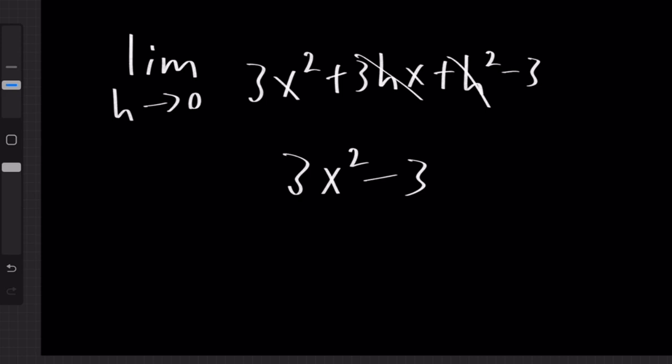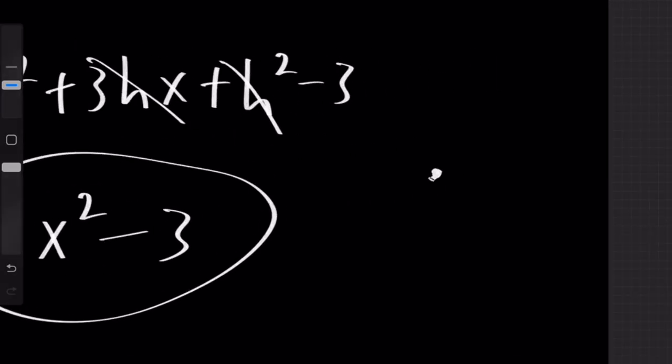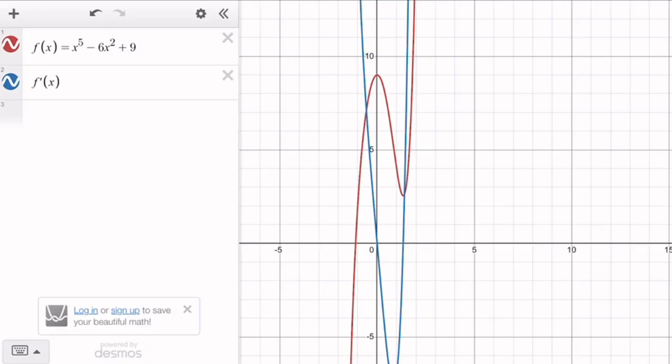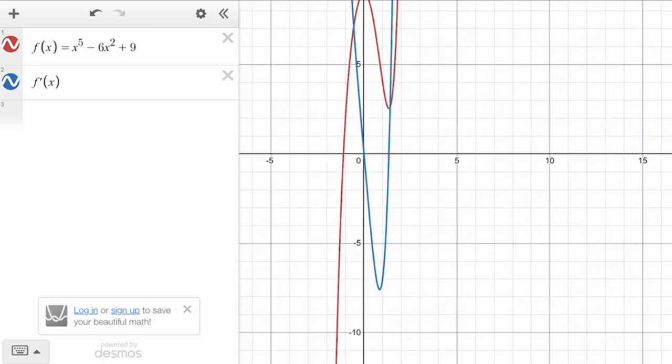3x squared minus 3. And this is going to be the derivative, the instantaneous rate of change, the slope at one point. So I need to clarify something. The derivative is not the slope at a point. It is the slope at a point for all points. A derivative is a function. So you can see that this red graph I have here is the function, and the derivative is going to be this blue graph here.